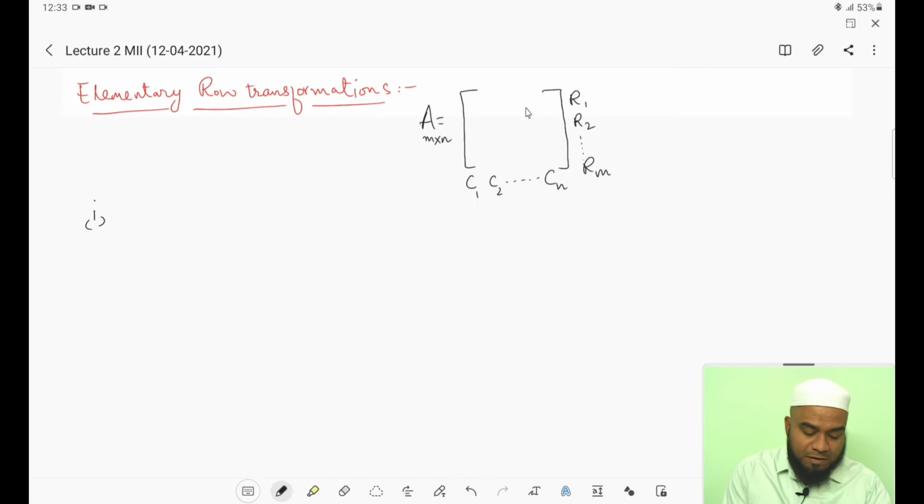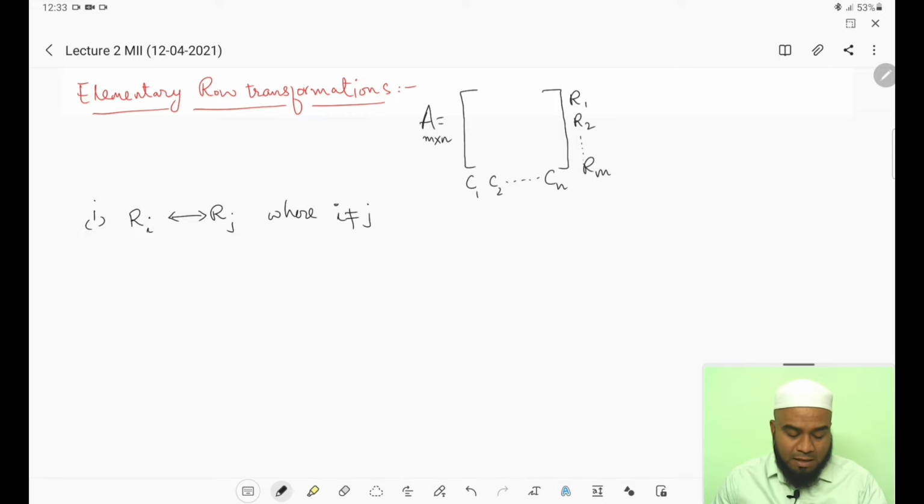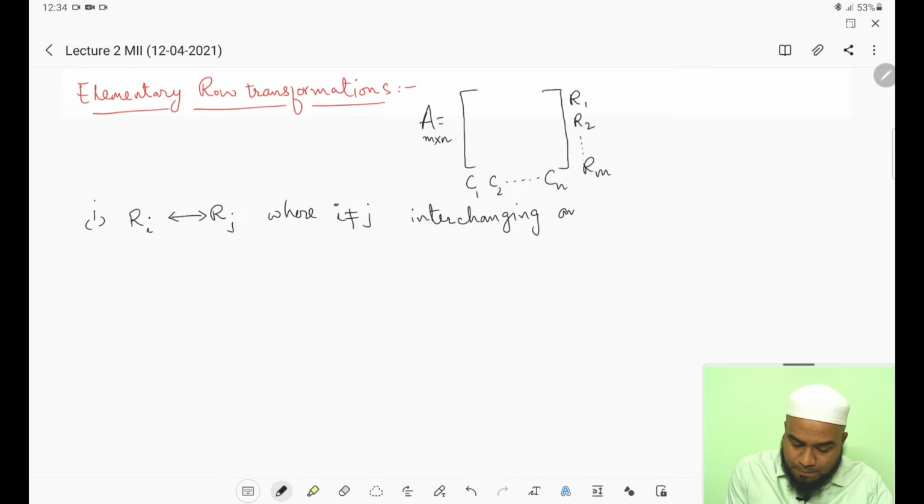This is the first elementary transformation, that is row i can be replaced with any row j where i is not equal to j. So any row R1 can be replaced with R2 and R2 can be interchanged with R1. Like that we can do. This is called interchanging any two rows. This is the first elementary transformation.